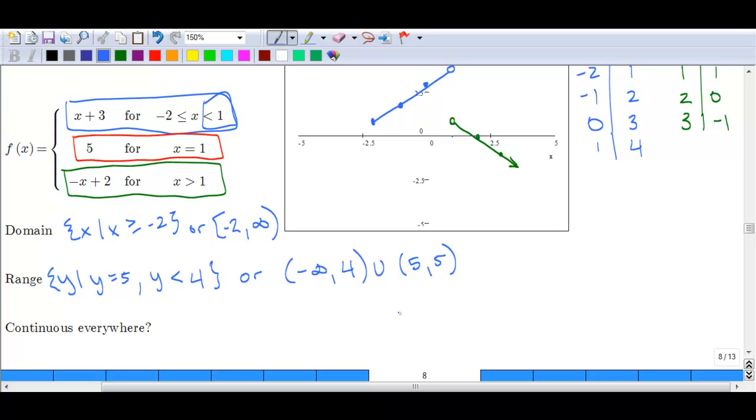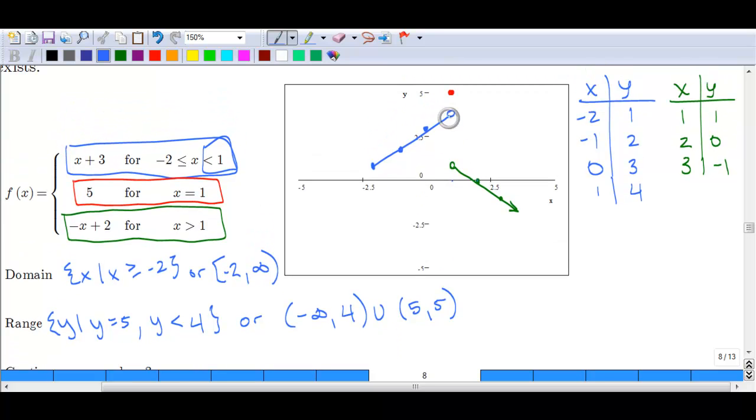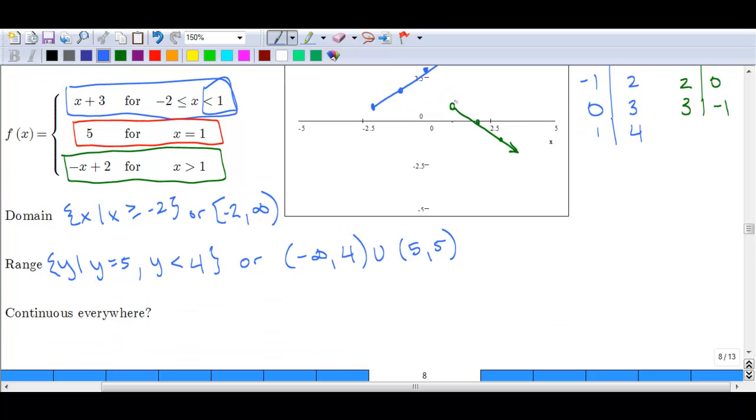Continuous everywhere, definitely not. You can see all of these jumps here, so it is definitely not. It is not continuous everywhere.